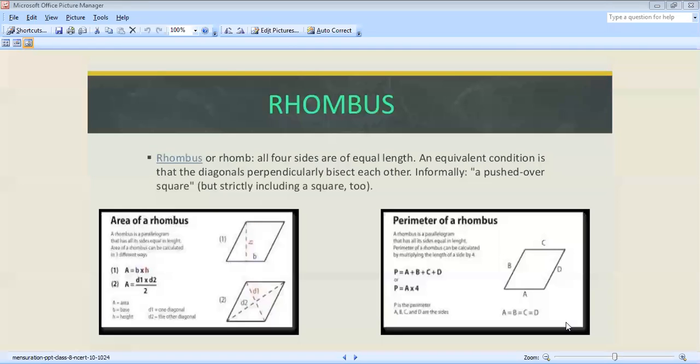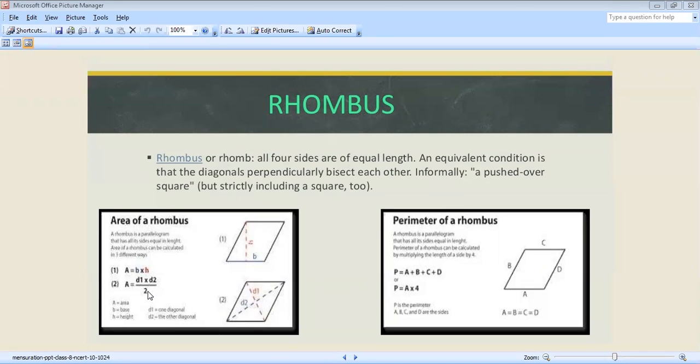Area of a rhombus can be calculated like this. A equal to base into height, that is as in the parallelogram. A equal to D1 by 2 into D2, that is, area of a rhombus is half D1 D2. In the rhombus, in the second figure, we have the diagonals D1 D2. The first figure is a parallelogram.